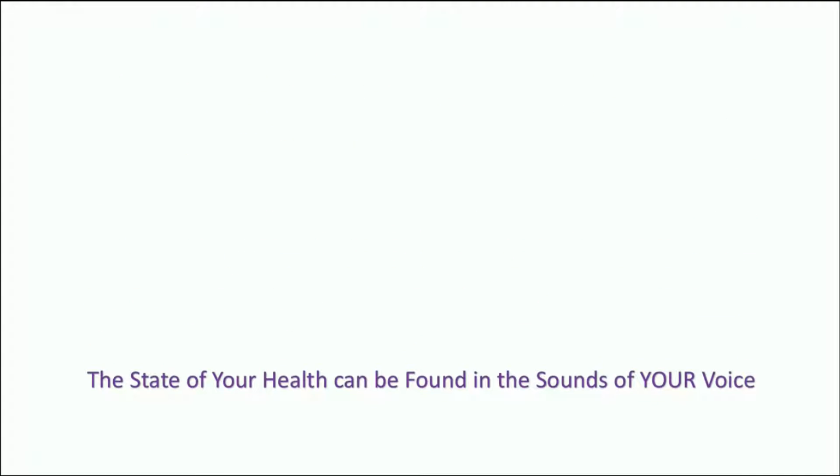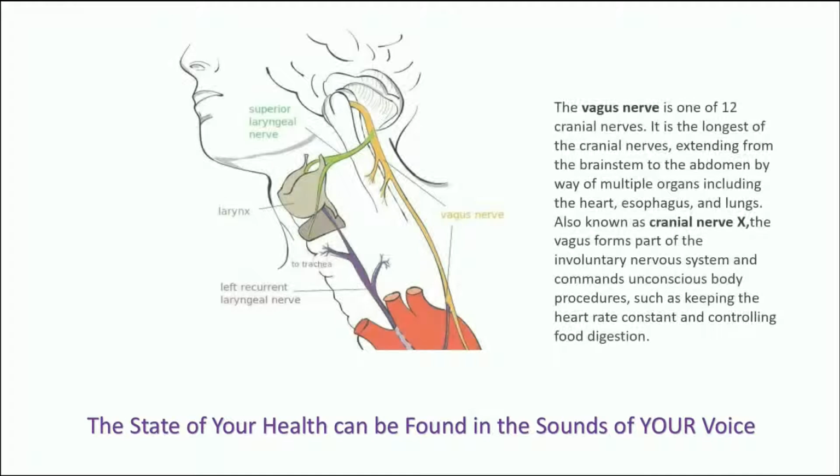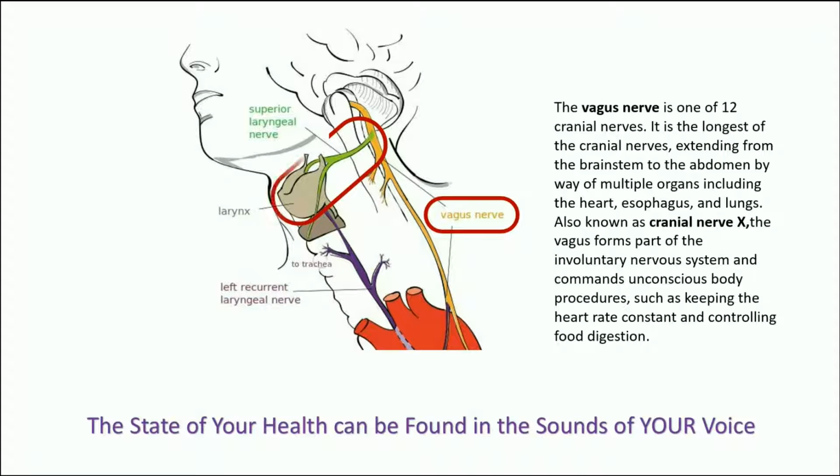You might have heard the phrase, "The state of your health can be found in the sounds of your voice." This is absolutely true because your larynx is attached to your vagus nerve, which is a superhighway of information running through your body. As your voice is generated, information is being communicated through the vagus nerve.